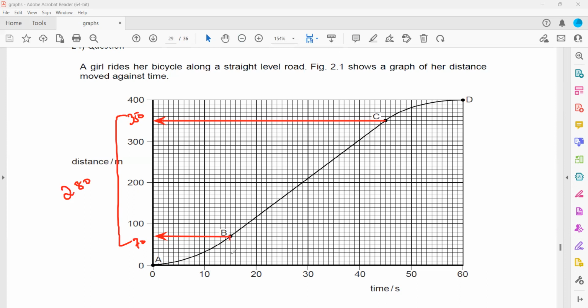And what about the time interval? You can also find it from the graph. This one is 45, so the time interval equals 30. So it will be 280 divided by 30. Simplifying, 28 divided by 3, which equals 9.33 meters per second. That's the maximum speed.